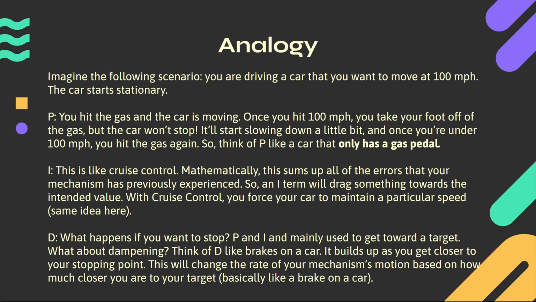So this is going to change the rate of your mechanism's motion based on how much closer you are to your target. A good way to think about this, right, is if you're going from 0 to 100, obviously you're not going to be hitting the brakes when you go from 0 to 60. You're going to keep accelerating. But as you get closer and closer to 100, you might slowly start hitting the brakes so that you don't accidentally overshoot once you reach that 100 miles per hour point. So that's the general idea here.